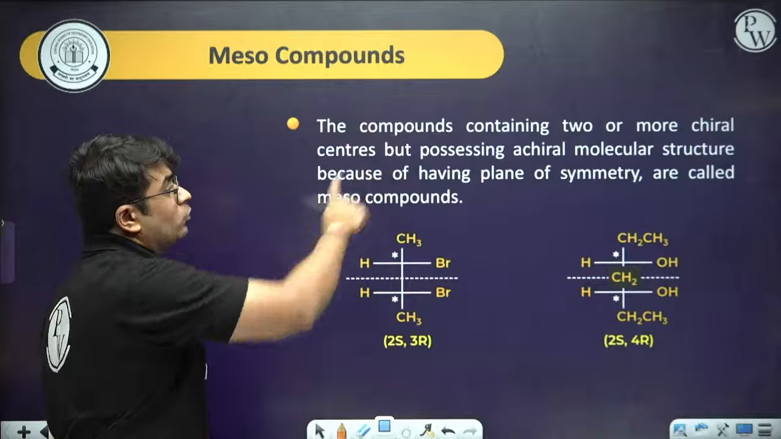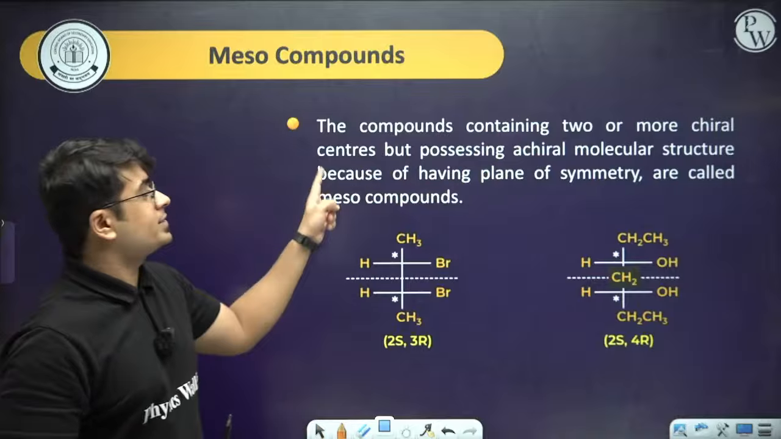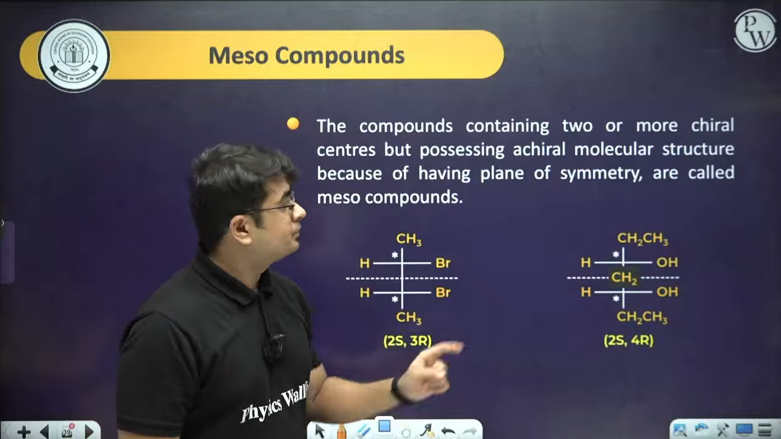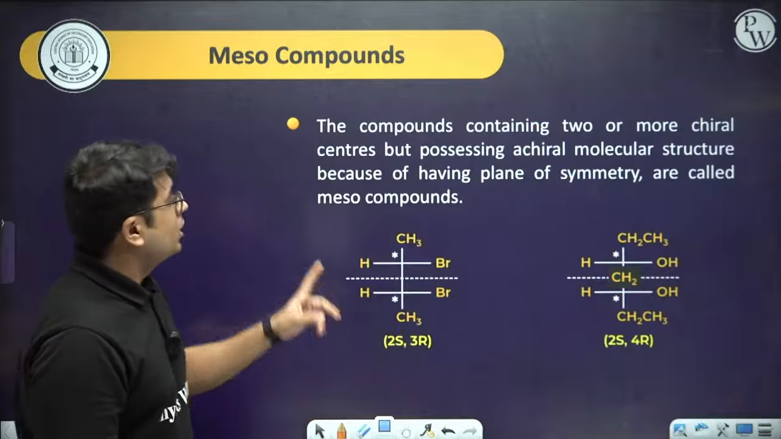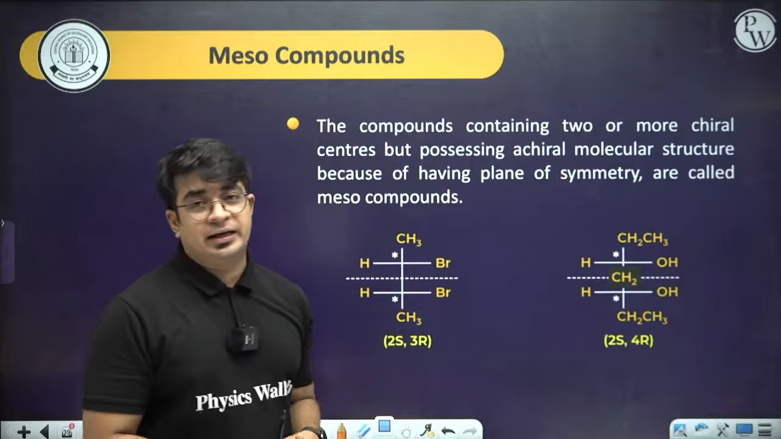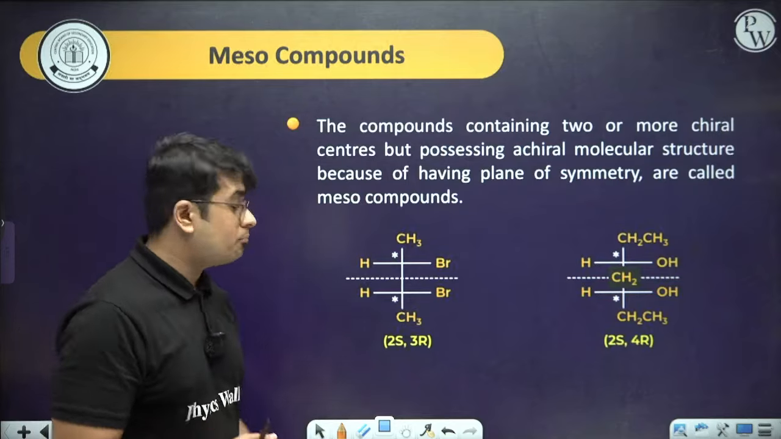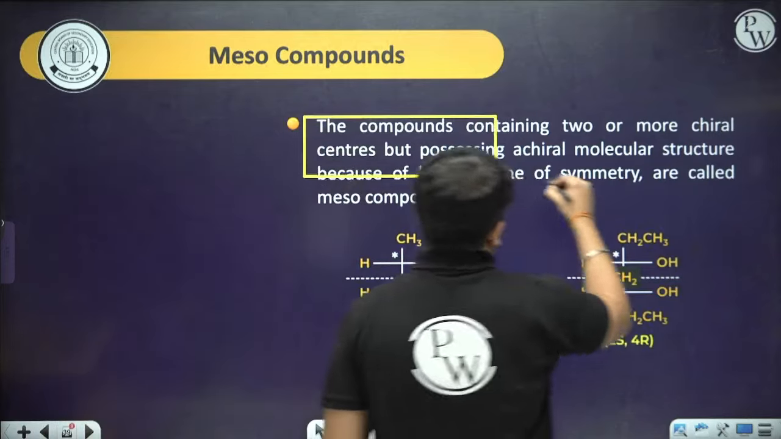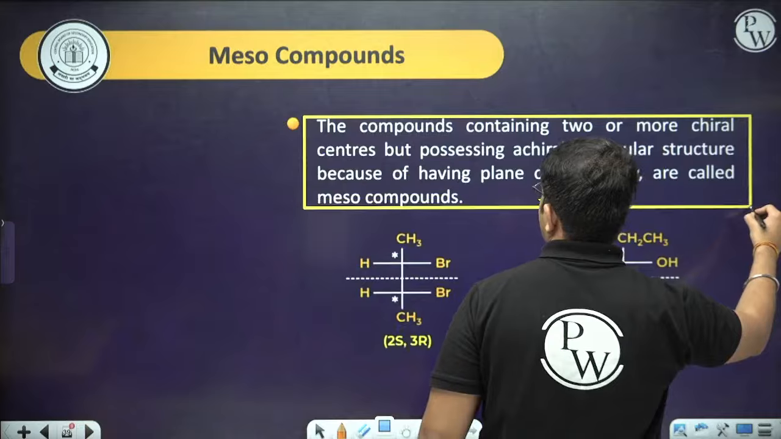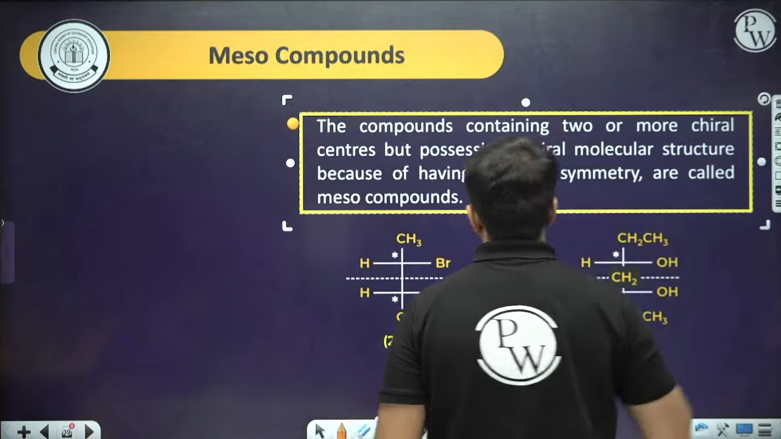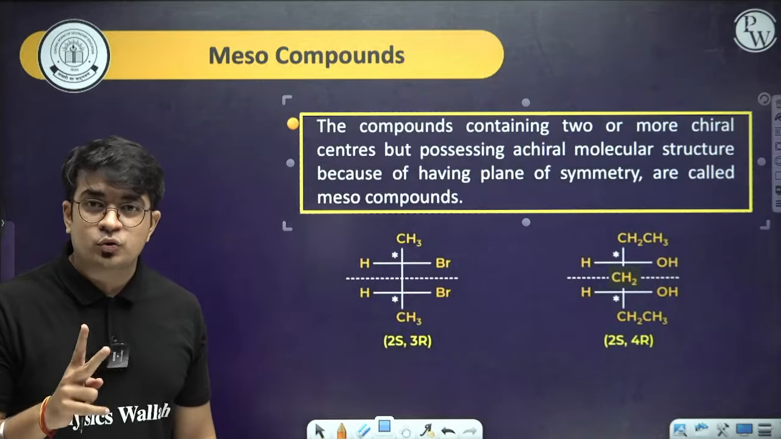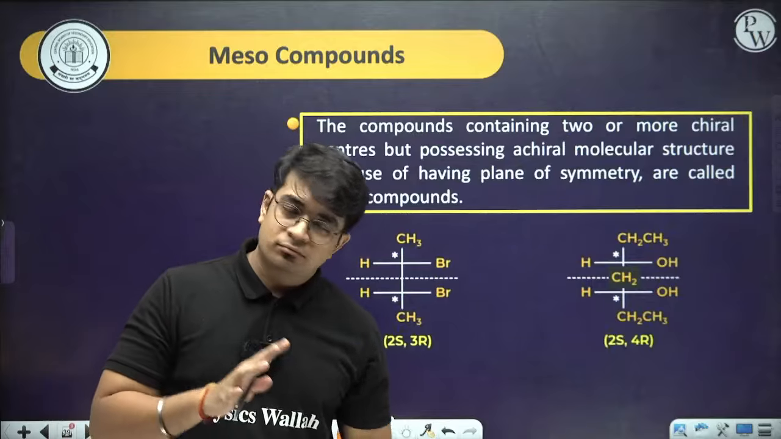So the compounds containing two or more chiral centers but possessing an achiral molecular structure because of a plane of symmetry in their structure itself are known as meso compounds. A very interesting analogy. But you should have at least two chiral centers. More than two is also fine.